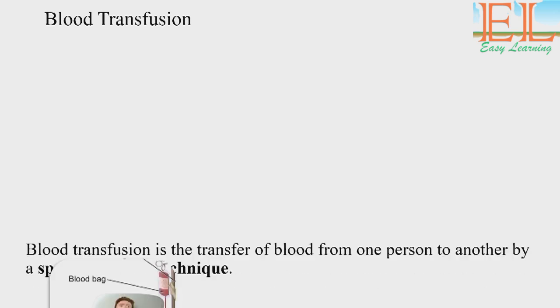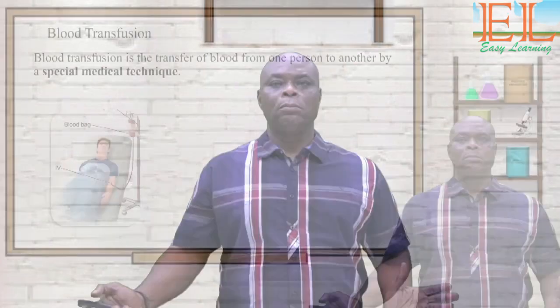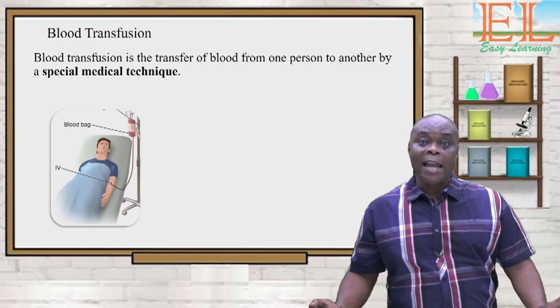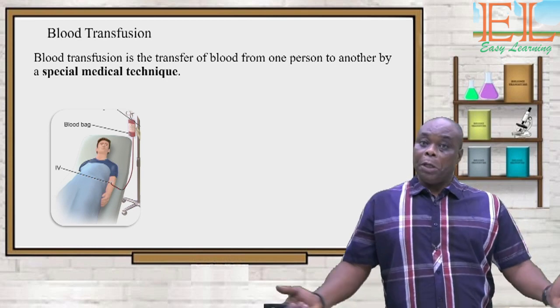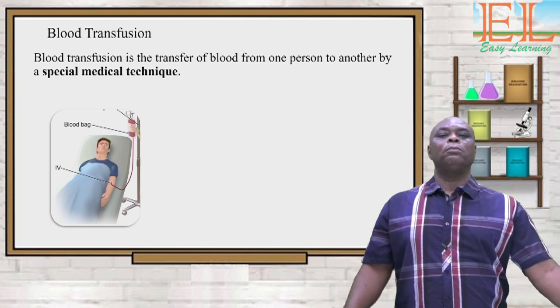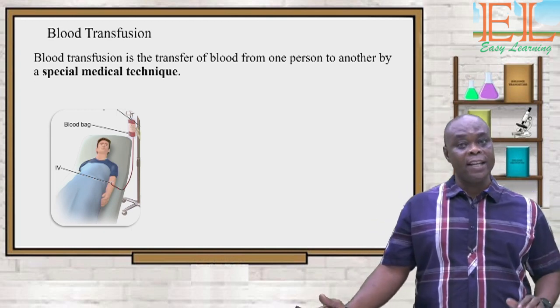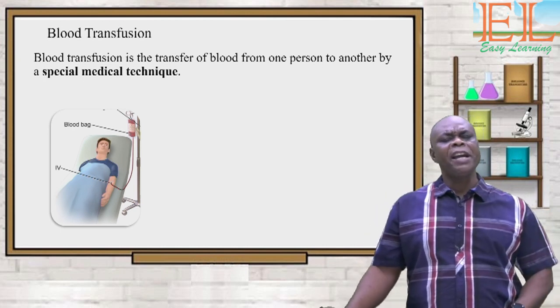It is the transfer of blood from one person to another by a special medical technique. So you should have the technique before you can transfer blood from one person to another. When do you think a person will need blood? It can be after an accident when the person overbleeds, or somebody may be anemic, that is short of blood due to sickness, or even in pregnancies.